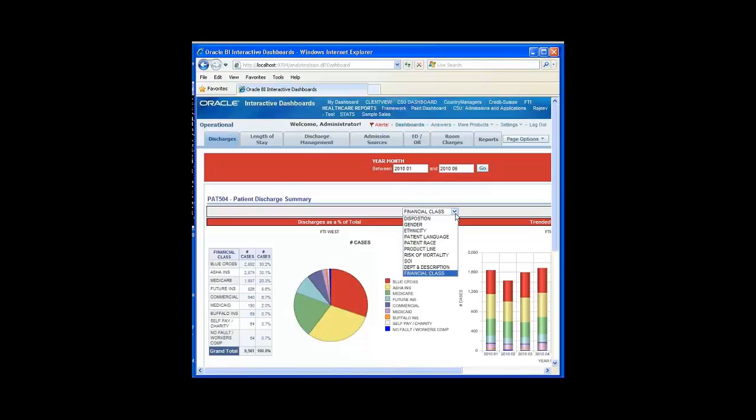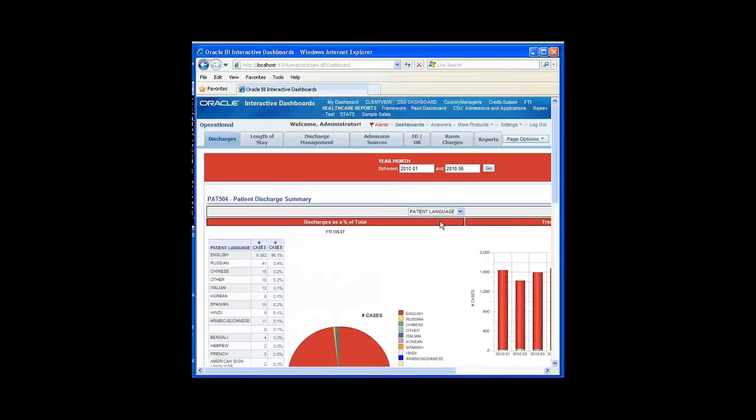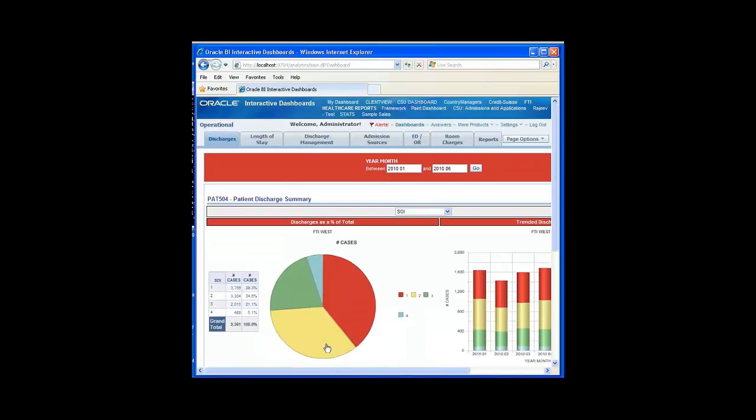By default, we're summarizing it by financial class, but let's say, for instance, you wanted to see it by gender, or you wanted to see it by the patient's language, their primary language. That's probably not a good example because the majority of it's going to be English in this case. Or severity of illness, for instance, so your APR severity of illness. So we've built this in a way where you can see a summary of your discharges by a number of different attributes. And again, none of this is set in stone.